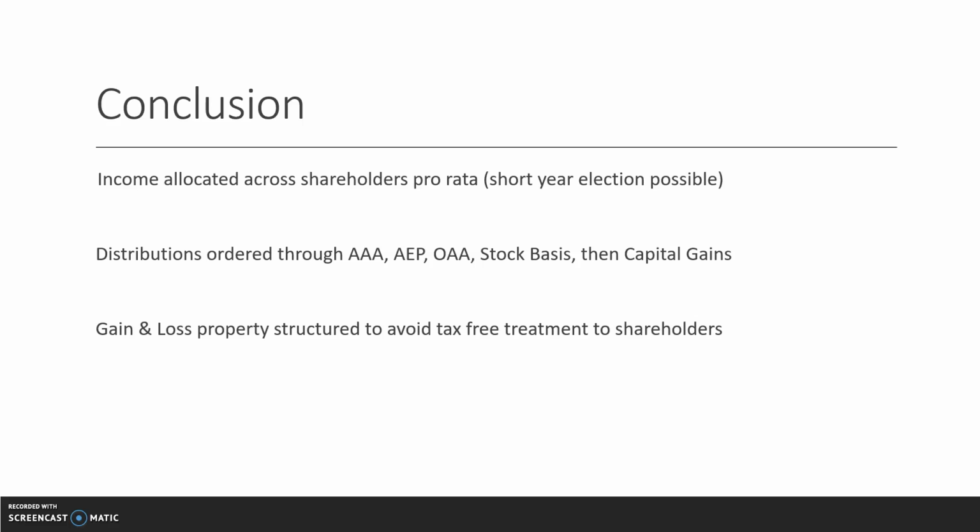So it's going to be a day-per-day thing for shareholders. If you buy more stock or sell some stock, your shares are going to be calculated on a day-per-day basis, with, of course, the day of the sale still counting as you owning it. And then the short year election we talked about and how that can affect taxability. And we talked about the distribution orders, going through everything very similar to C Corps in that respect, with a few more extra steps. And then the structure of gain and loss property and how it can avoid tax-free treatment to shareholders on gain property, so that you're not just stepping up your basis and then selling it tax-free.